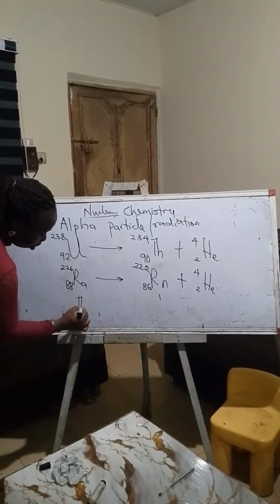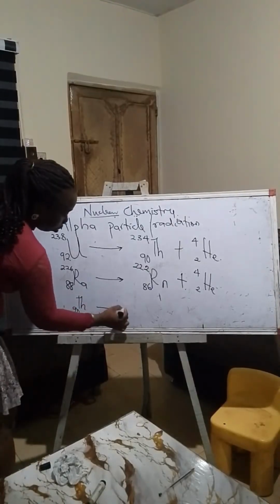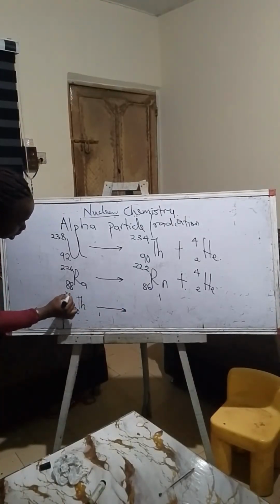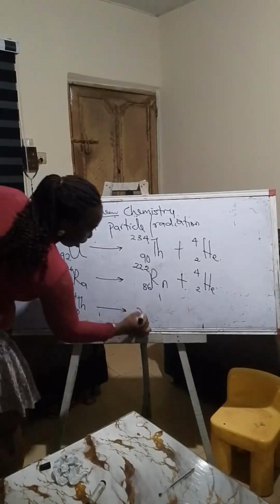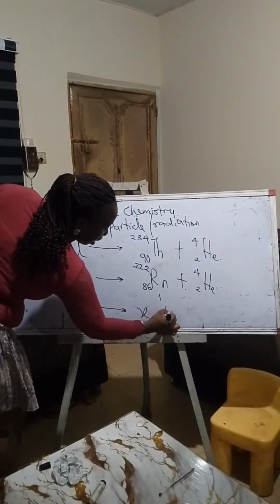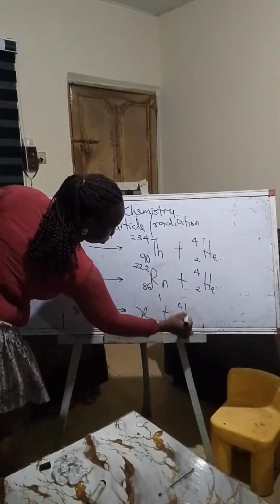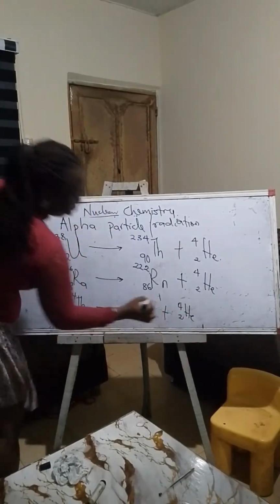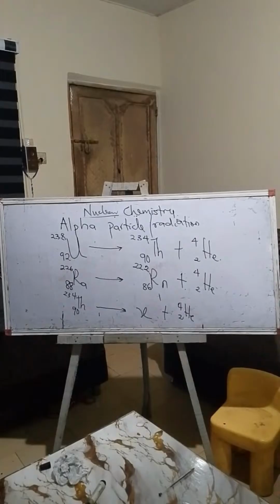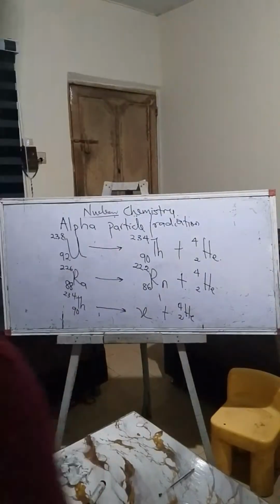If I have thorium to be 90, I have 234. What will be X if it exhibits alpha particle? So do that for me. I'm going to the comment section to take some questions now while you are working on this for me. Thank you.